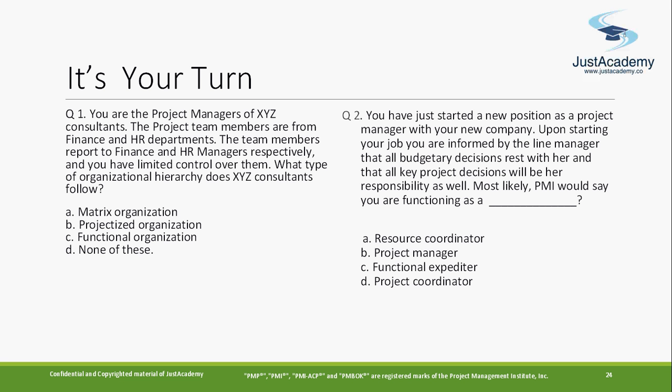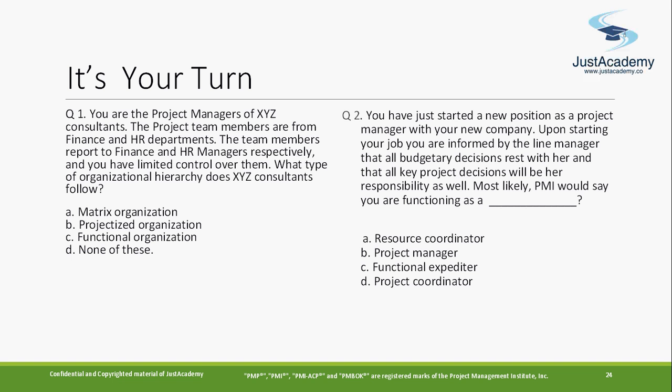In a matrix organization, team members report to functional managers, and project managers work with team members. That's why I'm trying to confuse. Now, here the matrix organization can be of three types: weak matrix, balanced, or strong matrix.